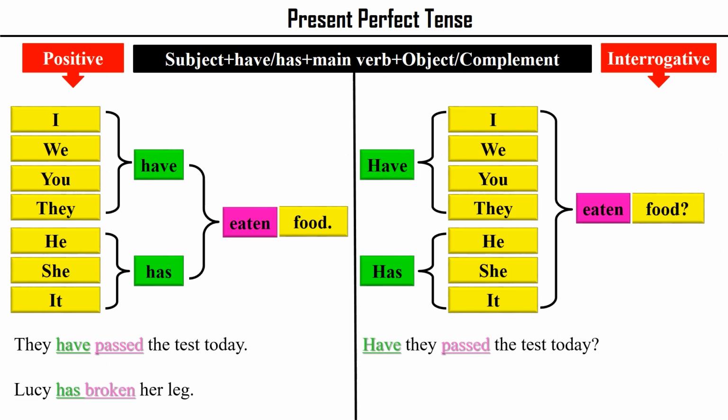Let's look at some more examples. Have they passed the test today is the interrogative form of they have passed the test today. Or has Lucy broken her leg is the interrogative form of Lucy has broken her leg. That's it. Let's move on.